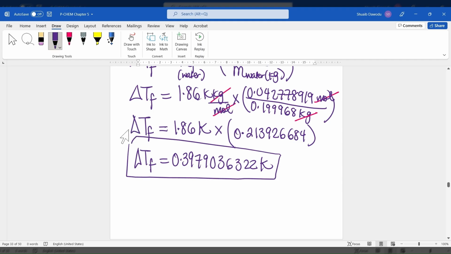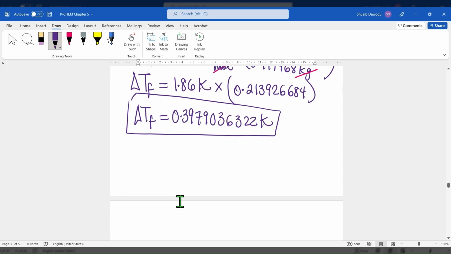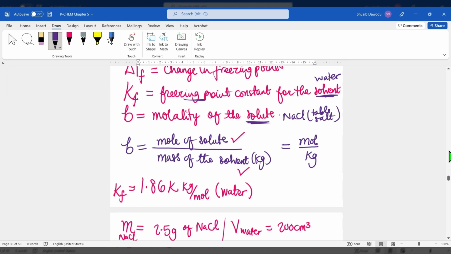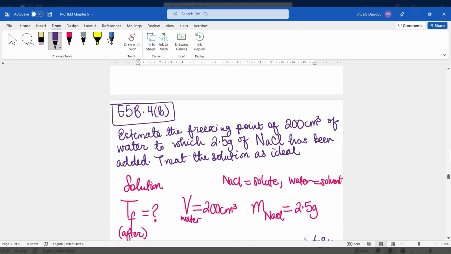Now you're going to be wondering, yay, we've answered the question. Yes, we are almost done, but our work is still not done. We still have one more thing that I need to explain to you guys. The question does not ask us to determine the change in temperature or change in the freezing point value. The actual question is telling us to determine the temperature of the freezing point after mixing has occurred.